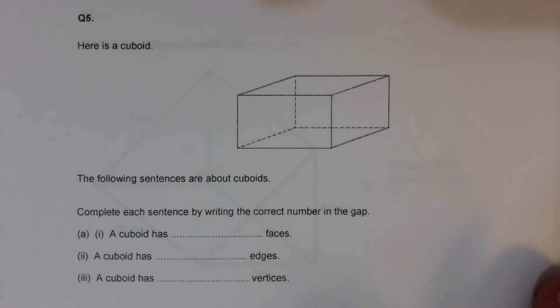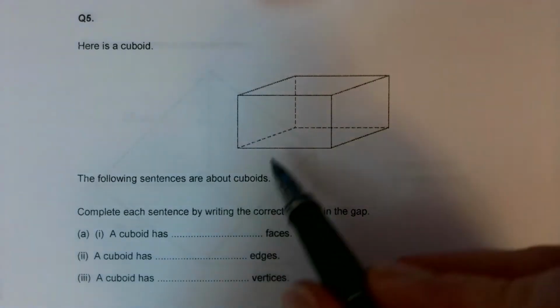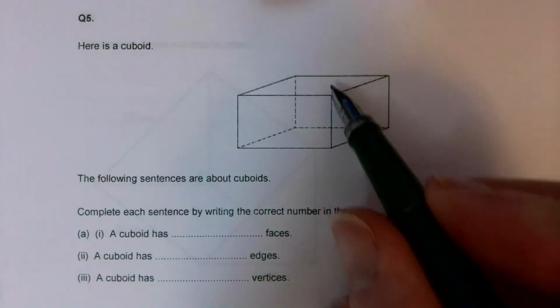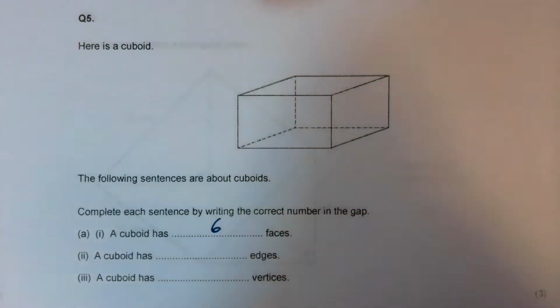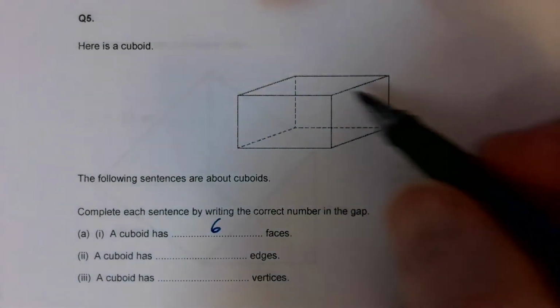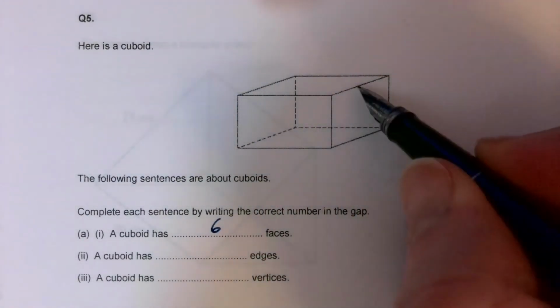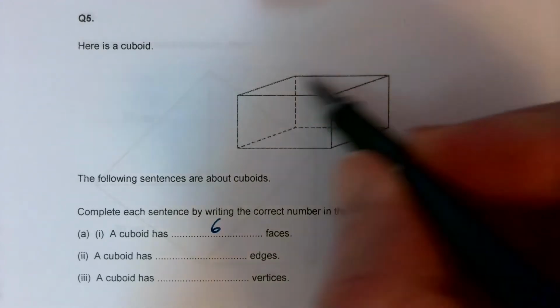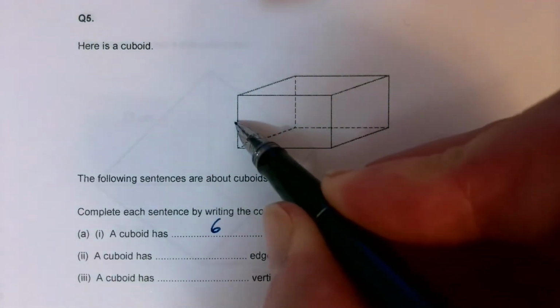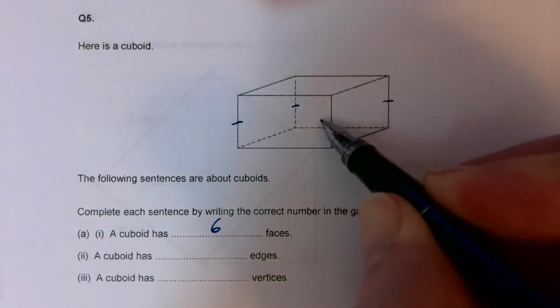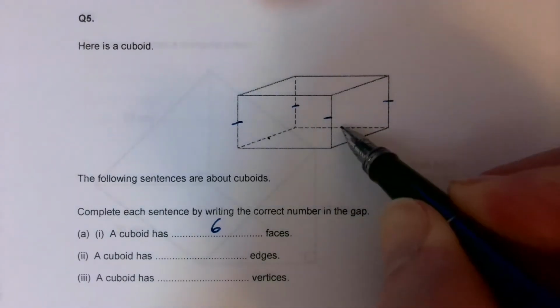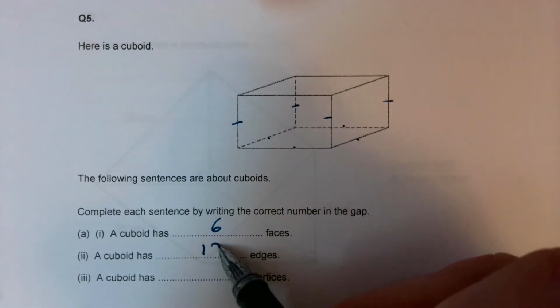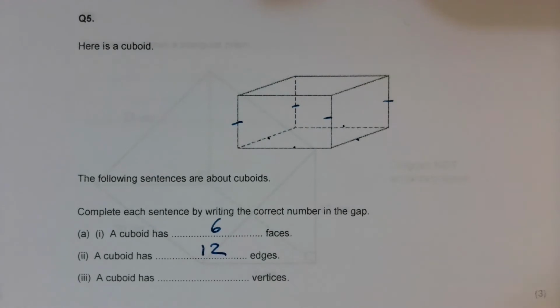Question 5. Give that one a go. So a cuboid has got 1, 2, 3, 4, 5, 6 faces. The number of edges it has, well, edges are these bits here. So you've got 1, 2, 3, 4 around the top, 5, 6, 7, 8 round the side, and then 9, 10, 11, 12, 4 more round the bottom.